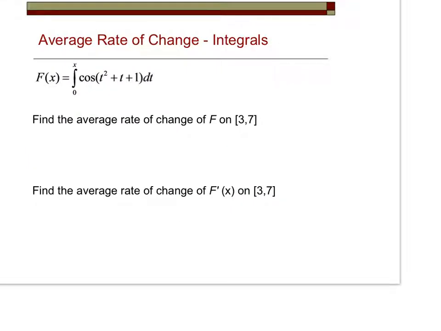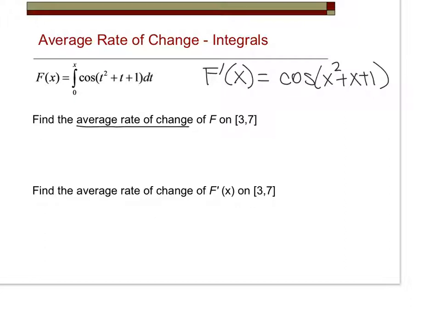So if we complicate it a little bit to make sure you fully understand, we're given a function that is a value of an integral. Now we know by the fundamental theorem that the derivative of f would be the integrand evaluated at x. So it would be cosine of x squared plus x plus 1. Now this will be useful in the next couple questions. So you're asked to find the average rate of change of f. Well, we know to find average rate of change will be capital F of 7 minus capital F of 3 all over 7 minus 3.